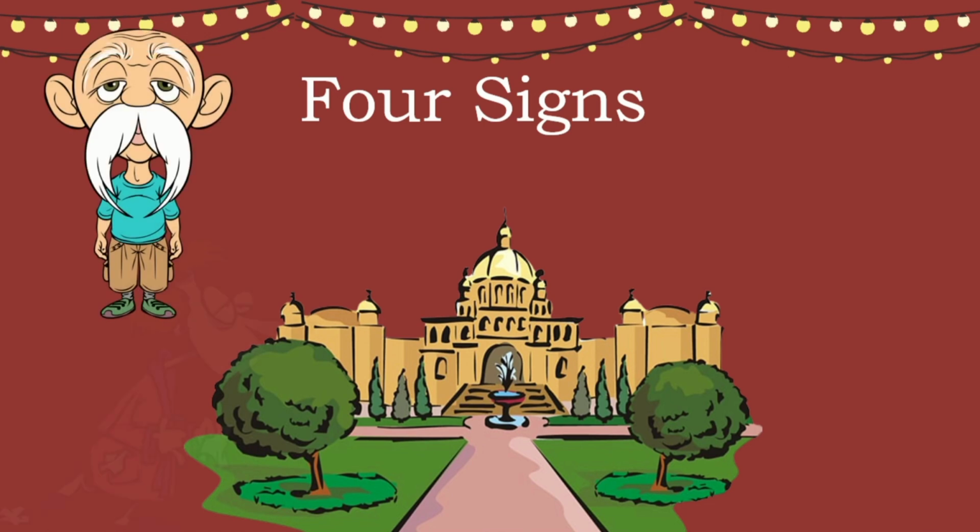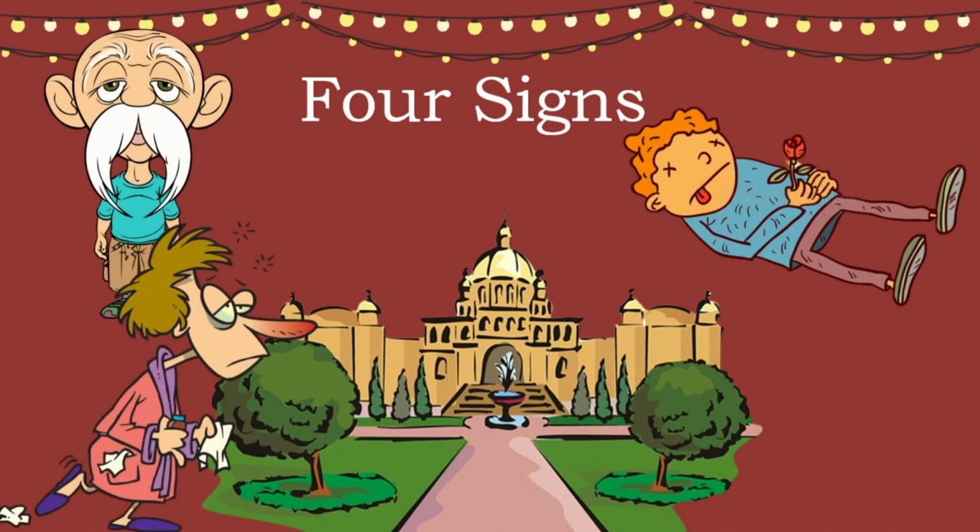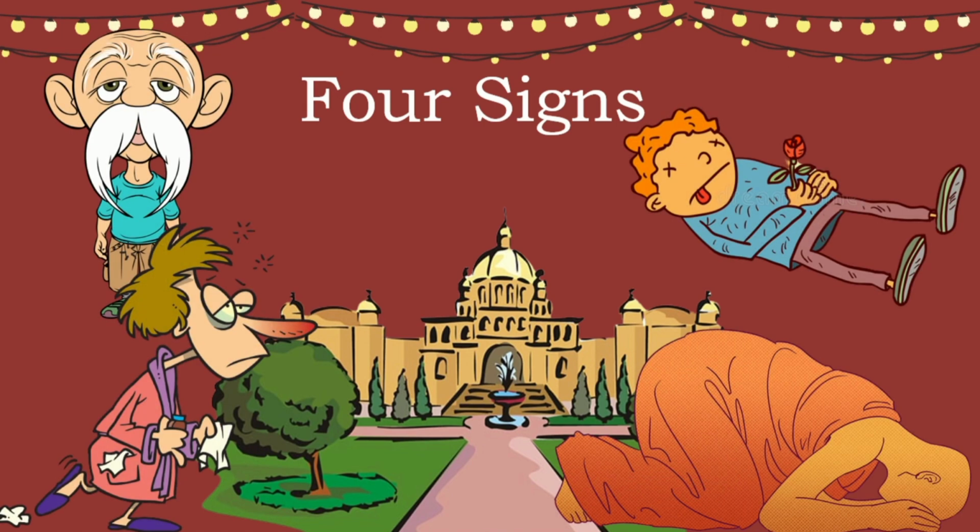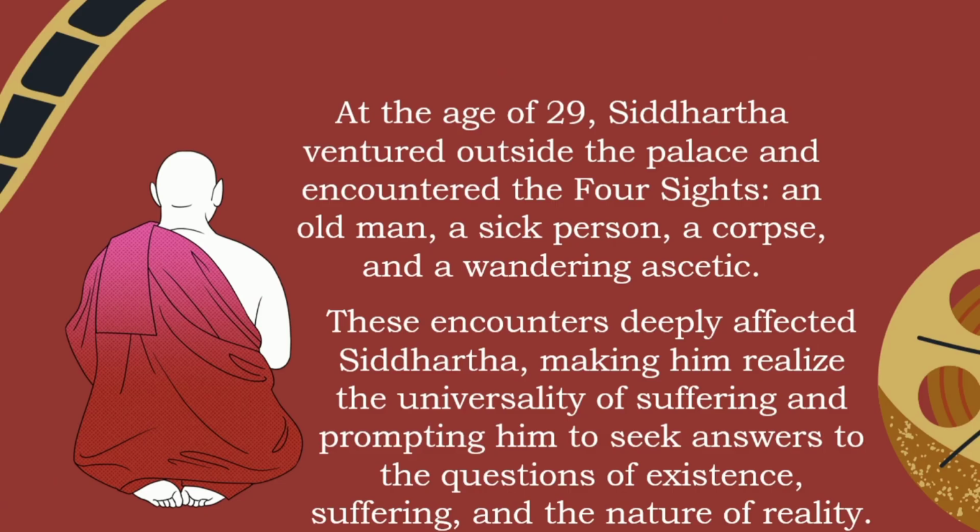Ayan po. Okay. So, the first one denotes an old man. Second one, may sakit or may illness. And then, a corpse or patay. And then, isang monghe. So, yan po. At the age of 29, Siddhartha ventured outside the palace and encountered the four sights: an old man, a sick person, a corpse, and a wandering ascetic.